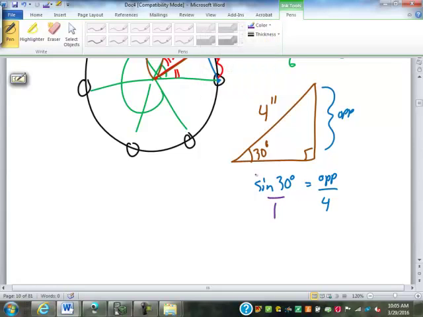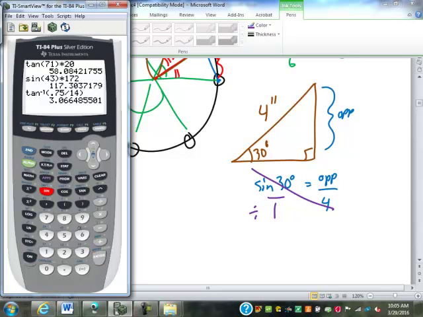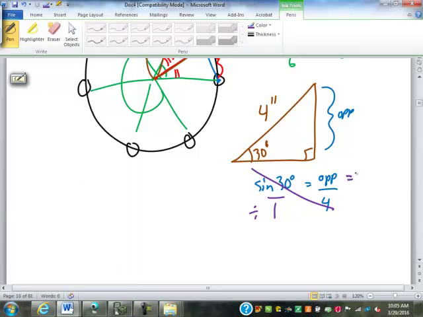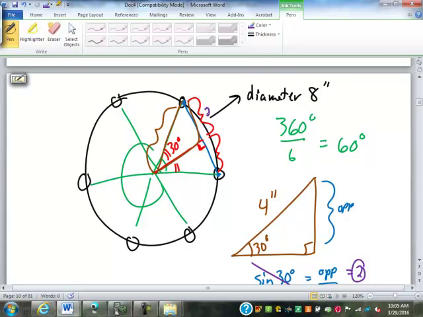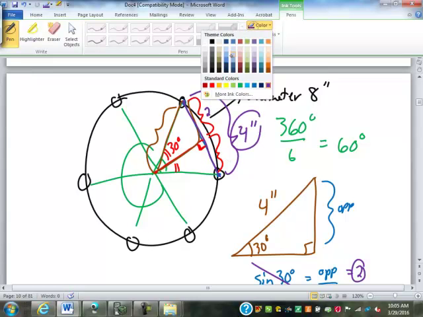Put this over 1. I'm going to cross multiply and divide. So it's just going to be sine of 30 times 4. Don't have to worry about the dividing by 1. That gives me that the opposite side is 2. Well, this is 2, so the distance between holes is 4 inches. How many of you had 4 inches?